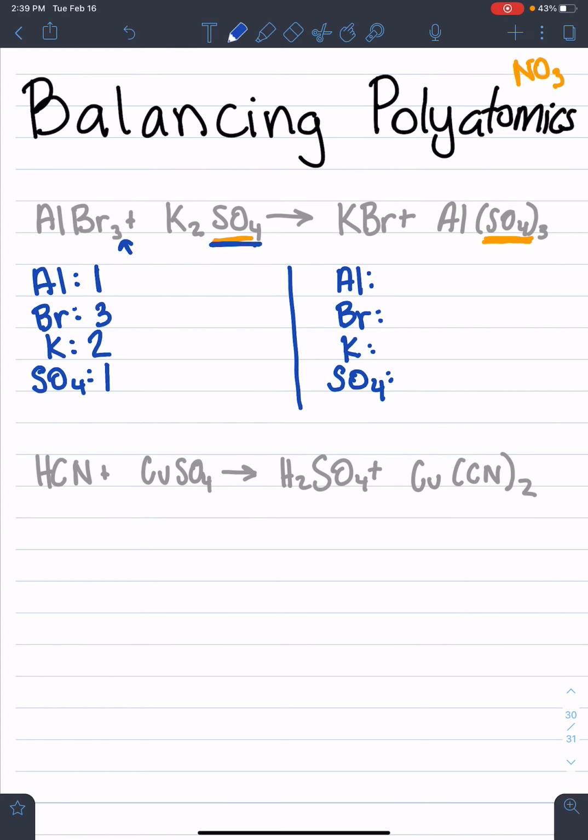Now if we do the other side, we have 1 Al, 1 Br, 1 K, and now if we look at our SO4s, you'll notice that we have the parenthesis and we have the 3 on the outside. So this little 3 here tells us that now we have 3 SO4s on that side. So you'll notice if it's something that doesn't have any parentheses or numbers, it's going to be 1. If it has parentheses with a little number, it's going to be whatever that number is. In this case, it's 3.